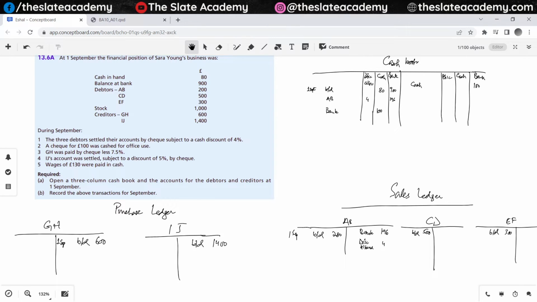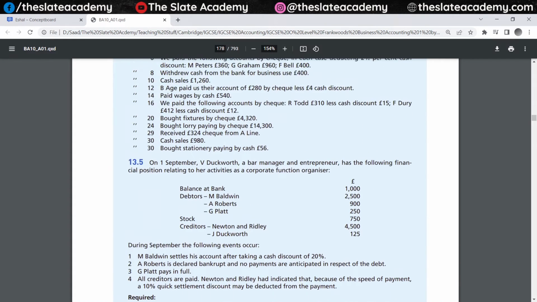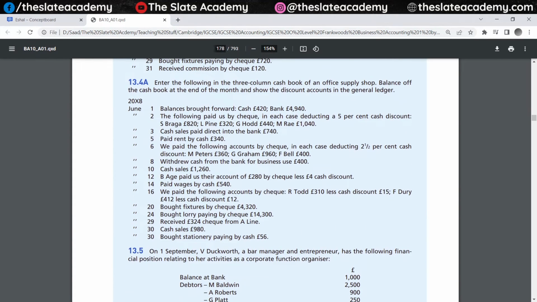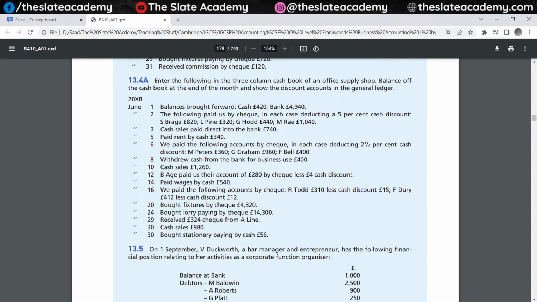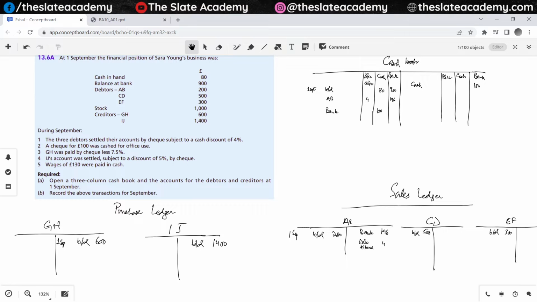I think the previous questions would also have something to do with this. For example, if we practice 13.4a after this one, it would help us practice both concepts of cash discount as well as trade discount. So we'll do that one after this. Acha, for now, GH paid by check less 7.5%. So 7.5% discount seemingly.